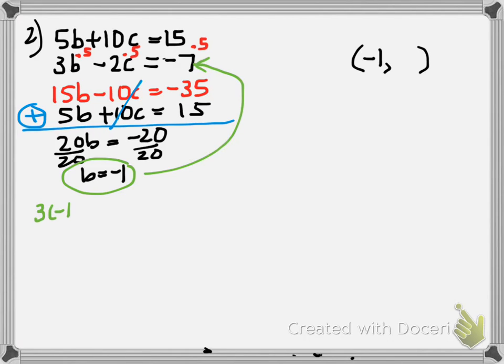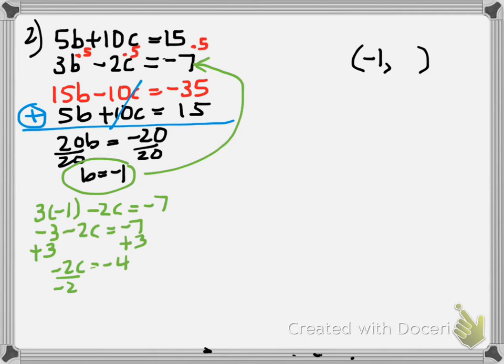So I have 3 times negative 1 minus 2c equals negative 7. So I get negative 3 minus 2c equals negative 7. I'm going to add 3 to both sides to get the negative 2c alone. And I get negative 2c equals negative 4. Divide both sides by negative 2, and I get c equals 2. So it looks like my solution is going to be negative 1, 2.